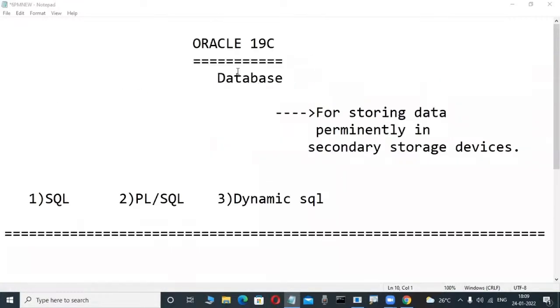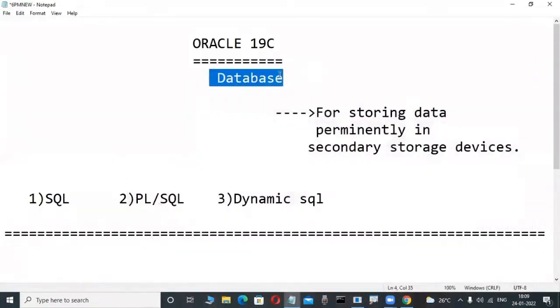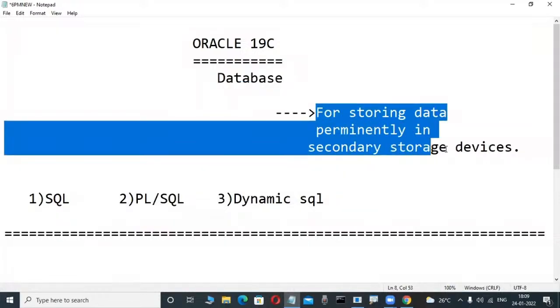Concentrate here. For anybody not attending the previous classes, don't worry. Simple: Oracle is a product from Oracle Corporation. 19c is a version, don't worry. This Oracle is a database product. This is a database product only. Previous class notes, just for the idea, for newcomers. What is the purpose of this database product? For storing data permanently in a hard disk.